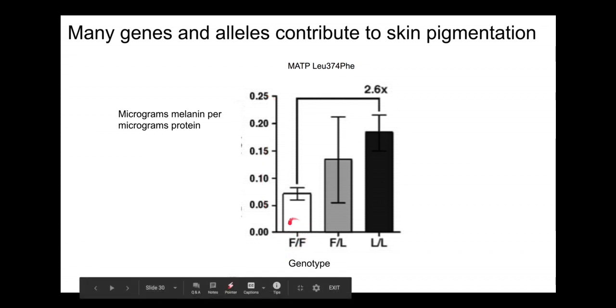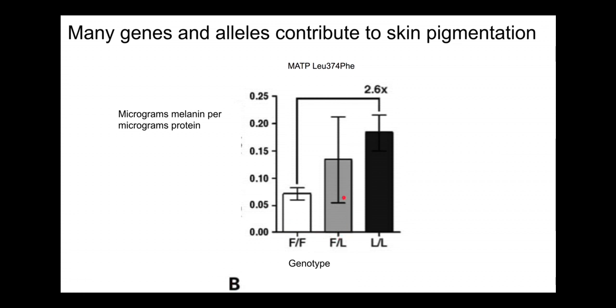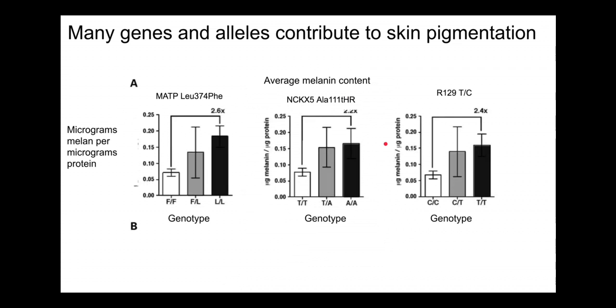FF individuals are lightly pigmented. FL individuals are medium. LL are most darkly pigmented. And there's other genes that were examined in this study. There's the NCKX gene and the R129 gene. Each of these genes happens to have, or they investigated 2 different alleles of the gene. So for NCKX5, there was homozygous T, heterozygous TA, and homozygous AA.